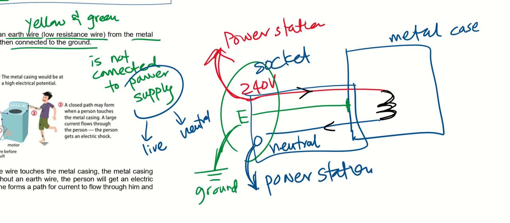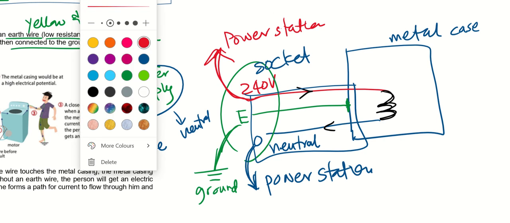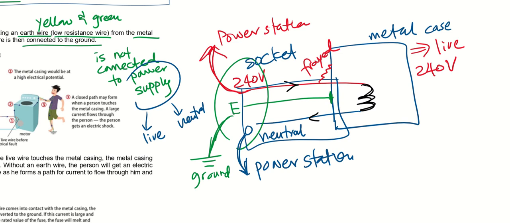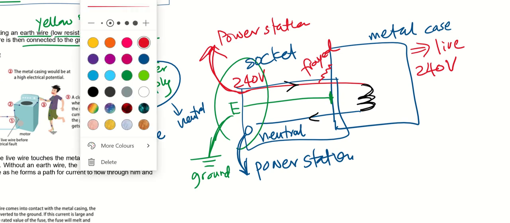So, what is the purpose of this earth wire? When there's an electrical fault, for example, sometimes the live wire may be frayed and it touches the metal casing. Now, this metal casing will then become live. That means it will be at a potential of 240 volts. Okay, so imagine there is no earth wire. Imagine there's no earth wire. I'll just do a quick drawing.